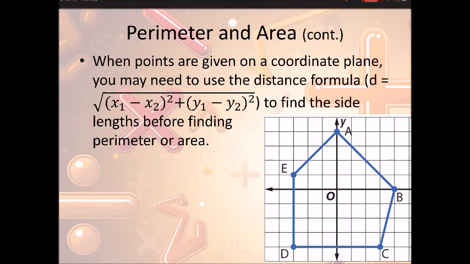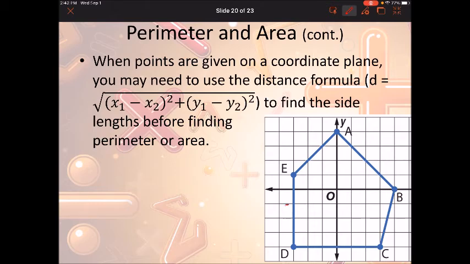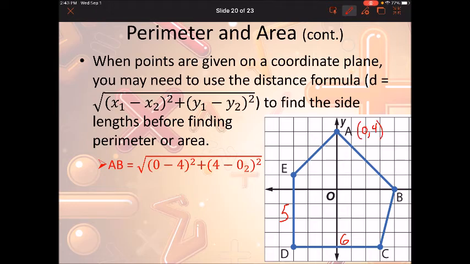For instance, going from E to D, I have a length of 5. Going from C to D, I have a length of 6. However, BC, AB, and AE are at an angle. So I cannot just count the number of squares, I have to figure out the actual distance of those particular sides. So if I begin by finding out what AB is, if you notice that point A is located at 0, 4, point B is located at 4, 0.